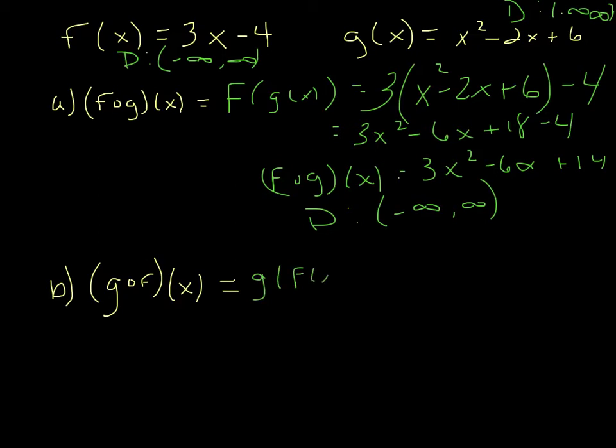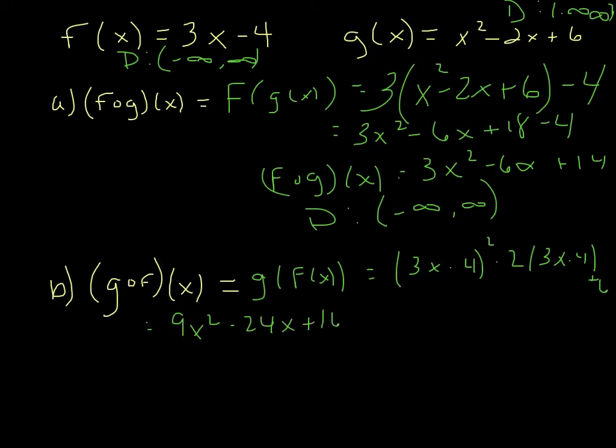Okay, so part B, g of f, going in the reverse. Now I'm using f of x and replacing all of the x's in g with f of x. So what's that going to look like? It's going to look like (3x minus 4) squared minus 2 times (3x minus 4) plus 6. Now we have to start squaring all that out. (3x minus 4) squared is 9x squared minus 24x plus 16, minus 6x plus 8, plus 6.